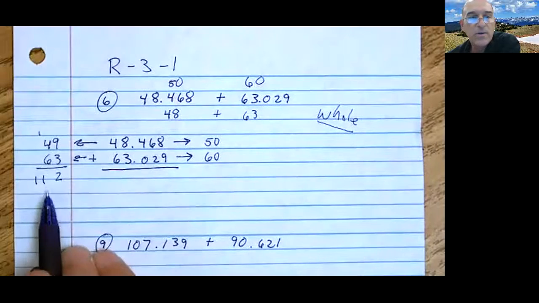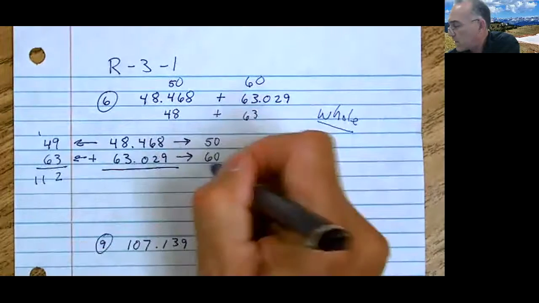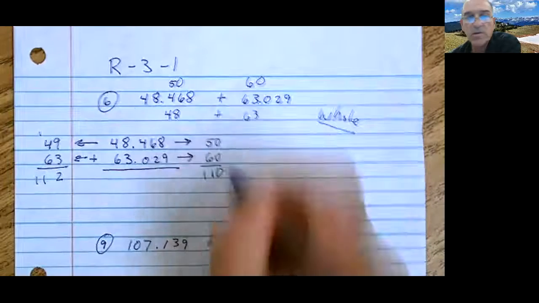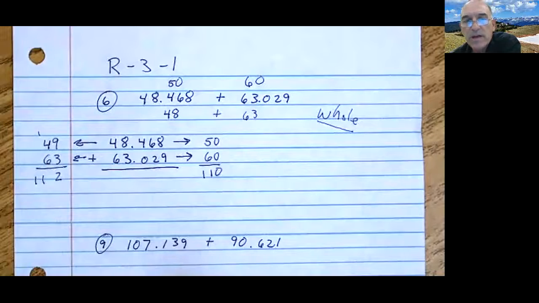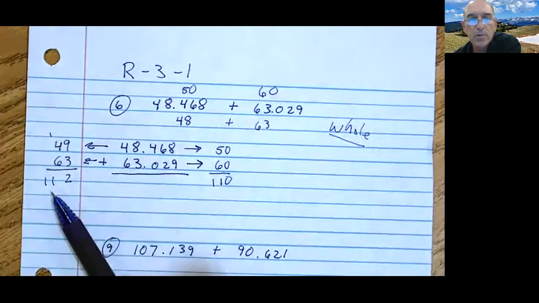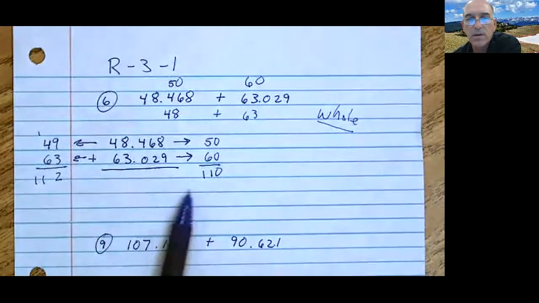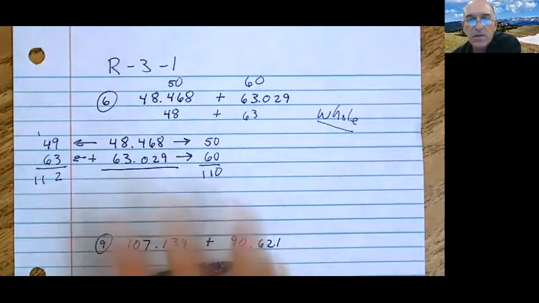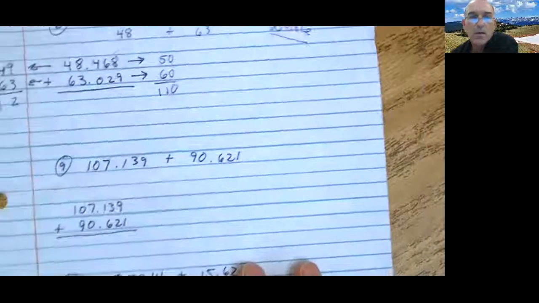So on this side, notice you get 112. On this side, you get 110. They're both good estimates. Which one's more accurate? This one is. Which one's easier? This one is. Do you see these? Let's do another one. Watch this one.